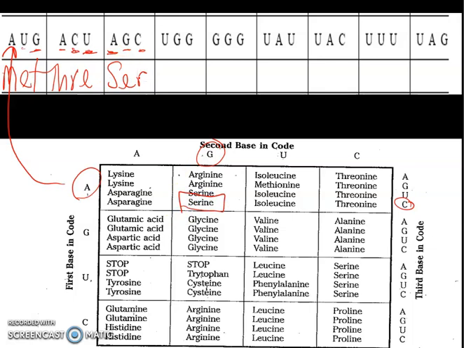Let's do one last one just to practice again, because it doesn't have an A here. So U, G, G. U, we're in this box here because that's U, and then G, and then G here, tryptophan. Oh, there's a spelling error here. Tryptophan. All right, so that's how we build our amino acids to make our protein.